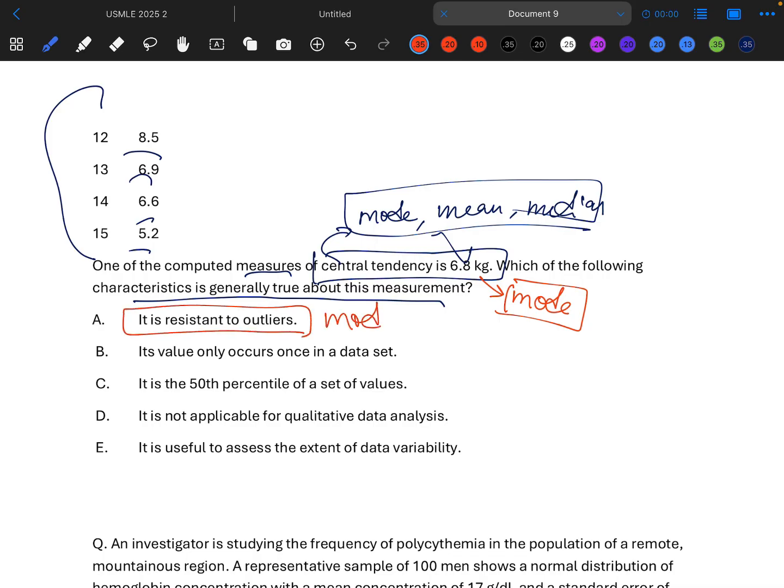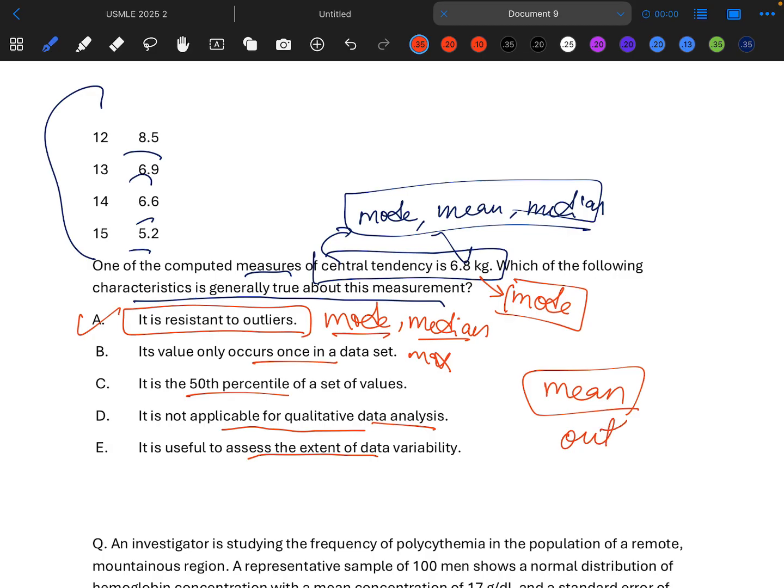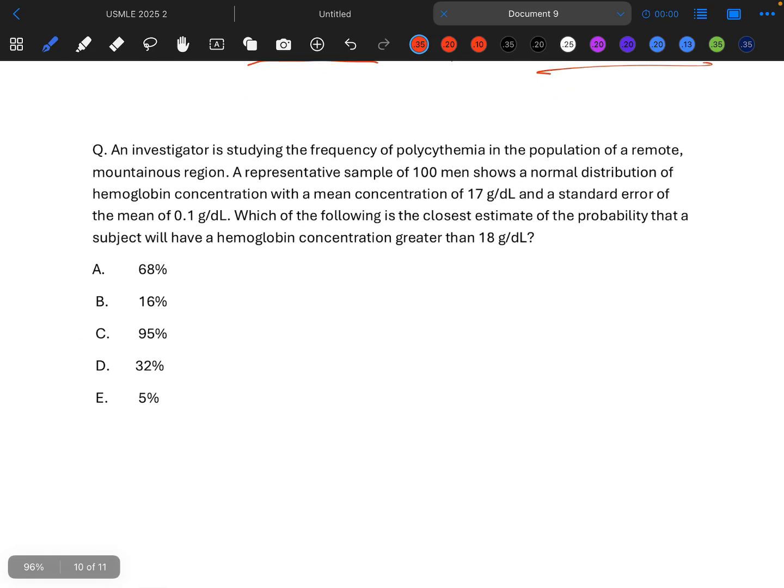Now we have to find the correct statement about this measurement. First option, it is resistant to outliers. Of course, the mode and median have great resistance to outliers. Its value only occurs once in the data, no, maximum times in the data. It is the 15th percentile of the set of values, no. It is not applicable for qualitative data, no. It is useful to assess the extent of, no, not the right answer. It is resistant to outliers because the mode and median are the most resistant values against outliers. If you talk about the mean, it is the most sensitive to outliers. Understand? Now we are moving to the next question.